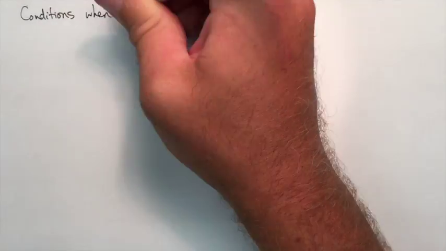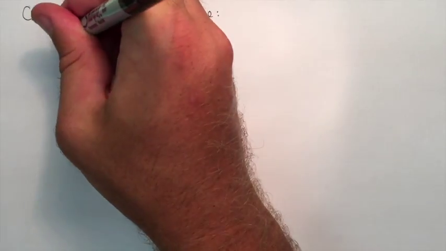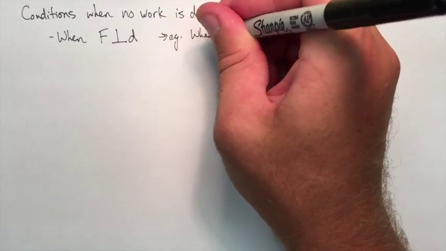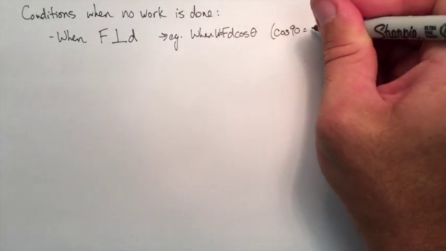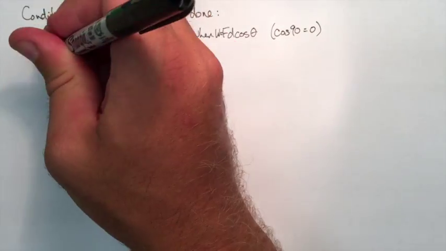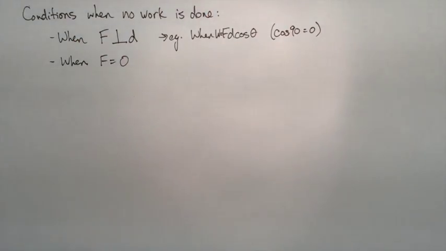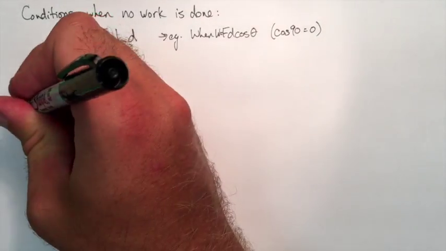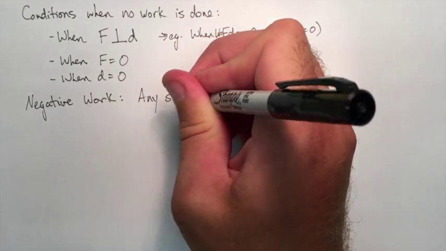So moving on, there are more conditions according to this dot product. Specific conditions when we might get zero work done. The first one is when force is perpendicular to displacement. So if we take a look at that formula, W equals FD cos theta, cos 90, which would be perpendicular, is equal to 0. So that would give us no work done. Next condition would be when force is equal to 0. That would give us no work. And also when displacement is equal to 0. That's also equal to no work.